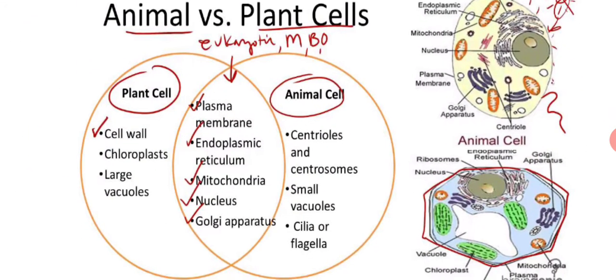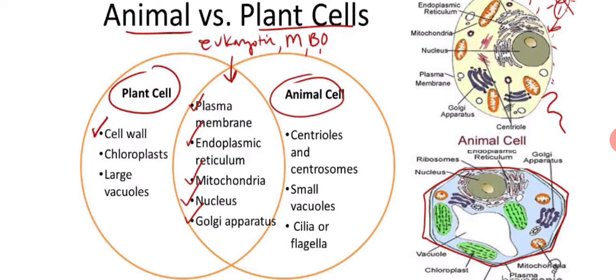And now we will discuss differences between the animal versus plant cell. You can watch here by the ray diagrams that there are some major differences between plant cells and animal cells. Plasma membrane, endoplasmic reticulum, mitochondria, nucleus, and Golgi apparatus are found in both plant cells and animal cells. But only in plant cells are cell wall, chloroplast, and large vacuoles found, and in animals, centrioles, centrosomes, some small vacuoles, and cilia or flagella are found.